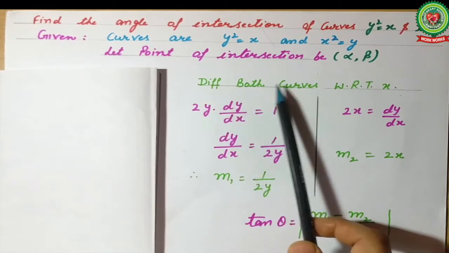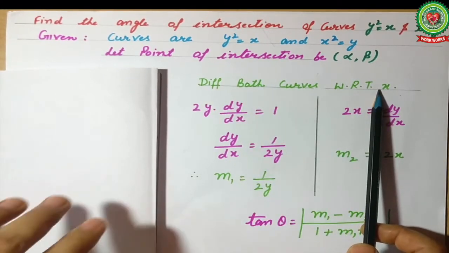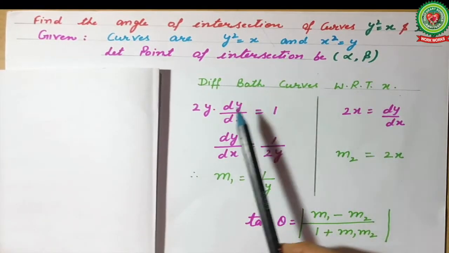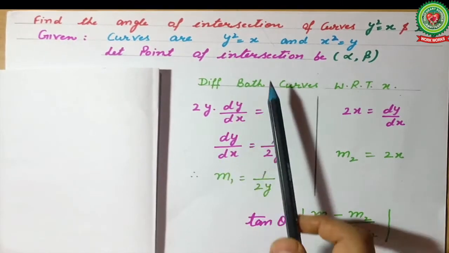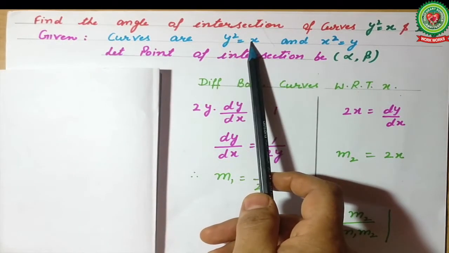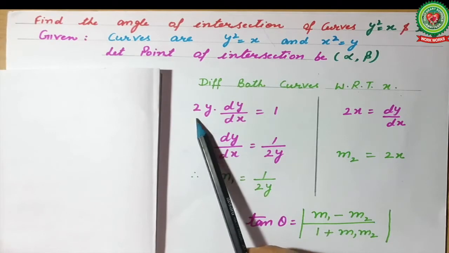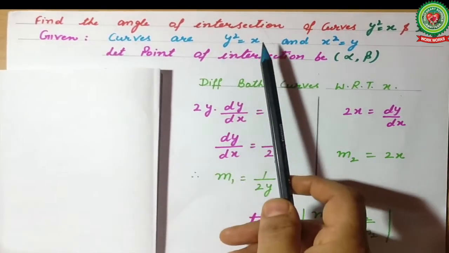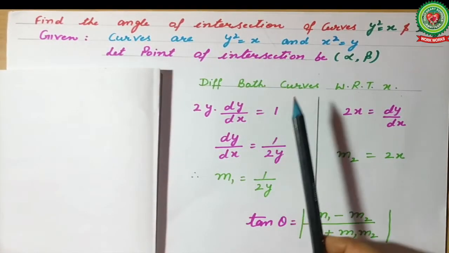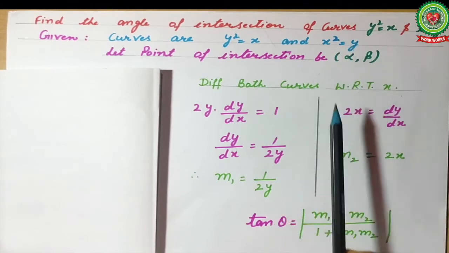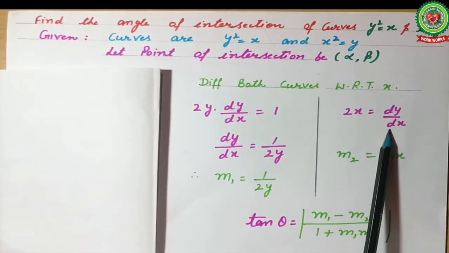Now differentiate both curves with respect to x. When we differentiate the curve y square is equal to x, it will be 2y into dy upon dx, and x differentiation is 1. In the same way, x square is equal to y, so 2x is equal to dy upon dx.